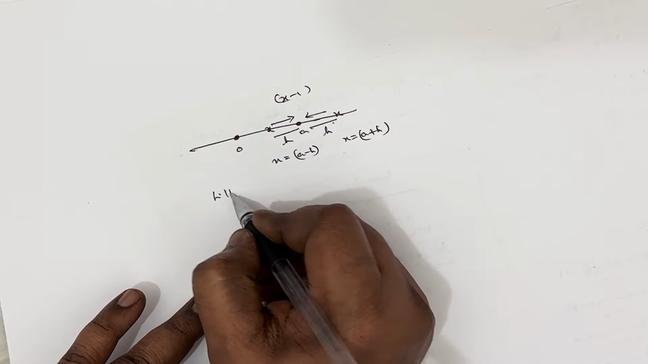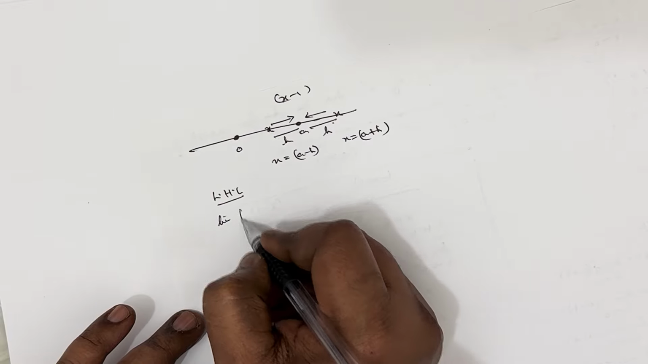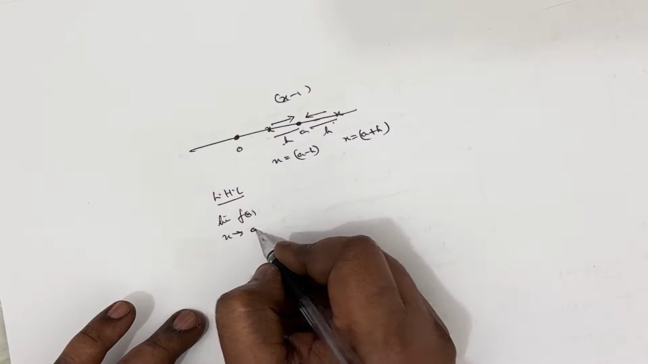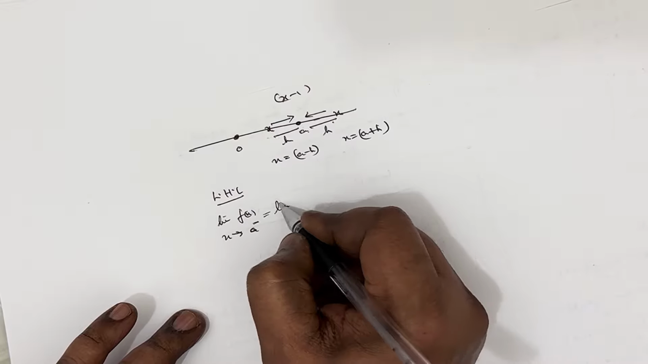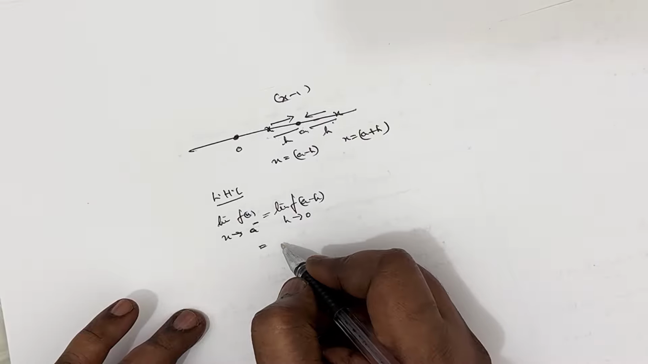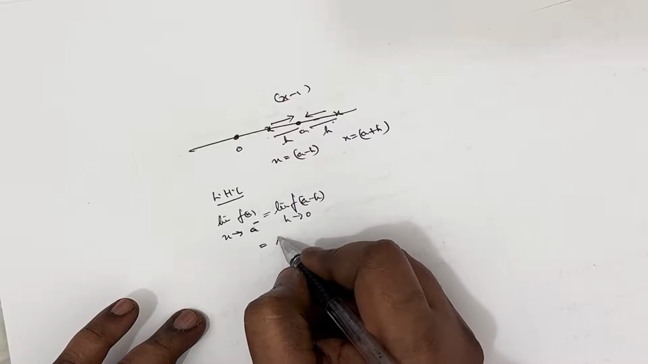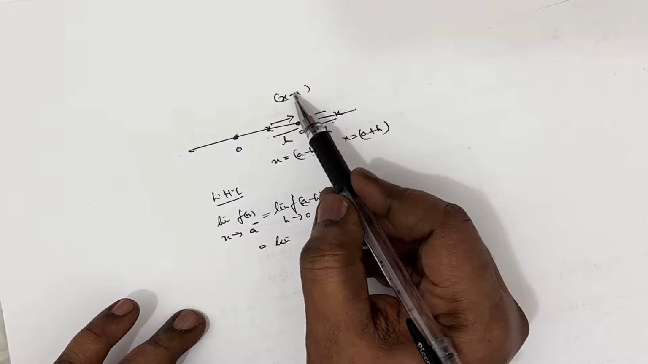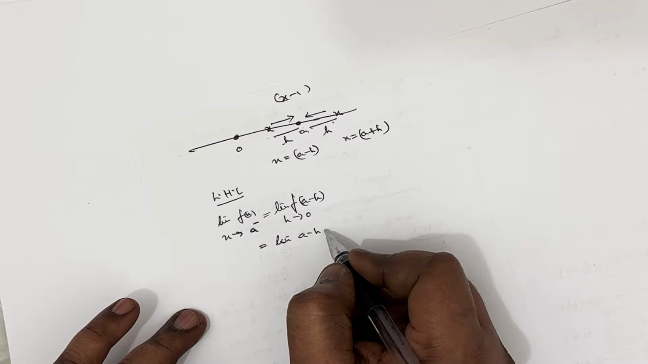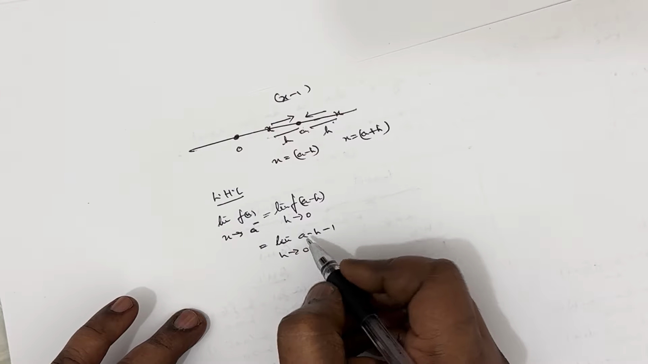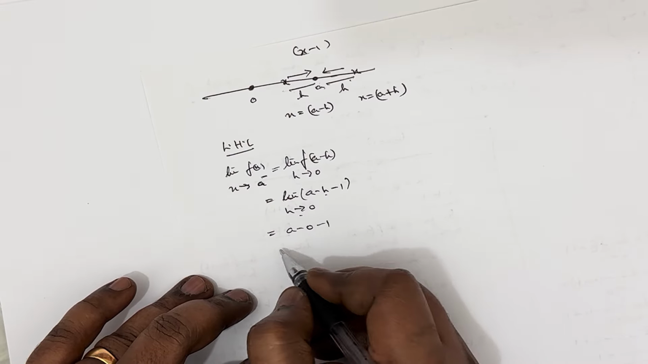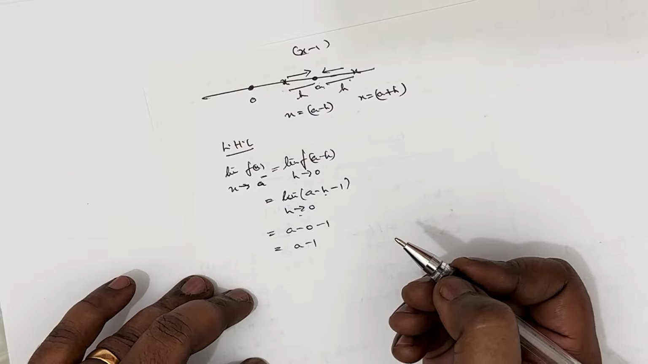Let's find out the left-hand limit. The limit of f of x as x approaches a from the left-hand side, that is a minus, is equal to the limit of f of a minus h as h tends to 0. Let's replace x in the function with a minus h, so this will become a minus h minus 1, as h tends to 0. Putting the value of h in the function, we get a minus 0 minus 1, which is equal to a minus 1.